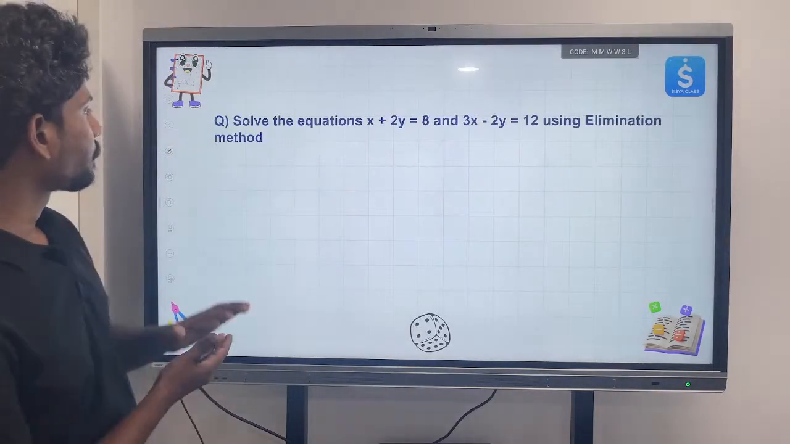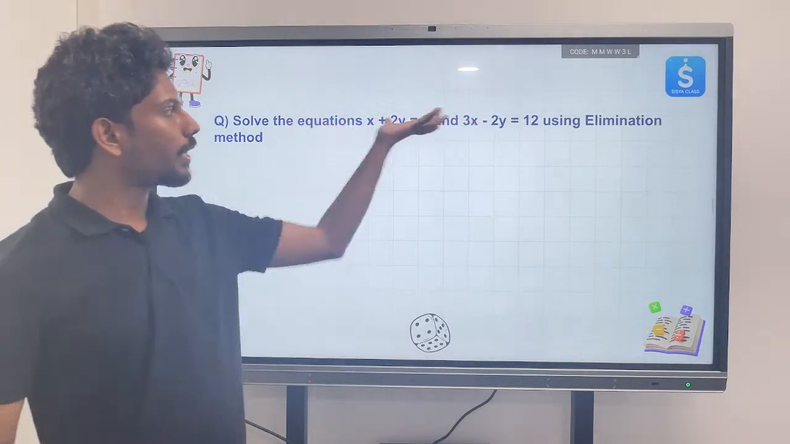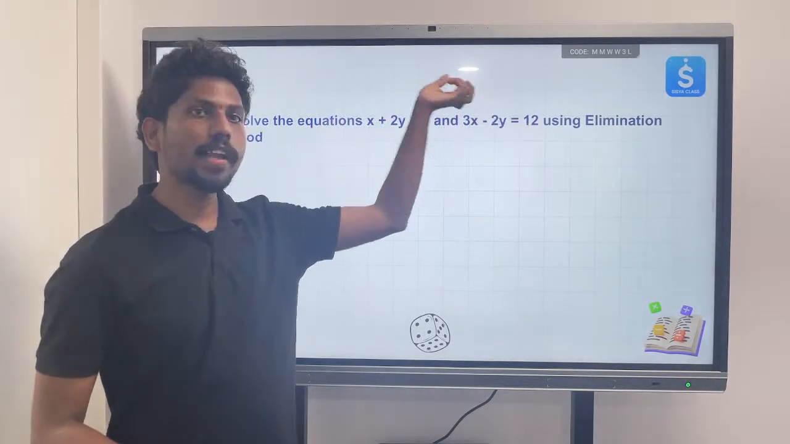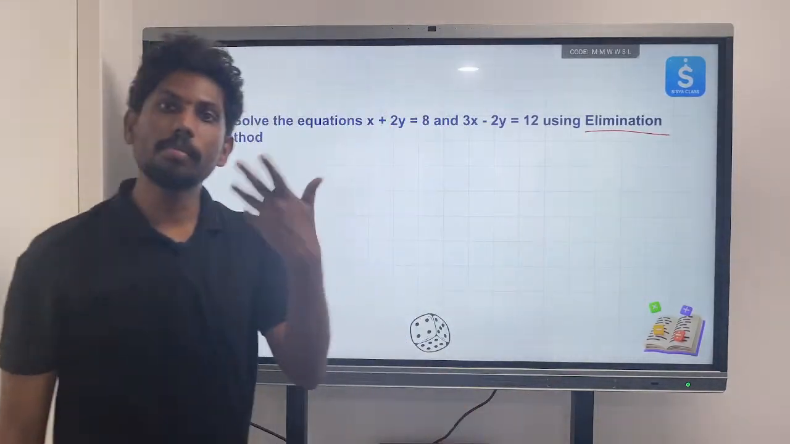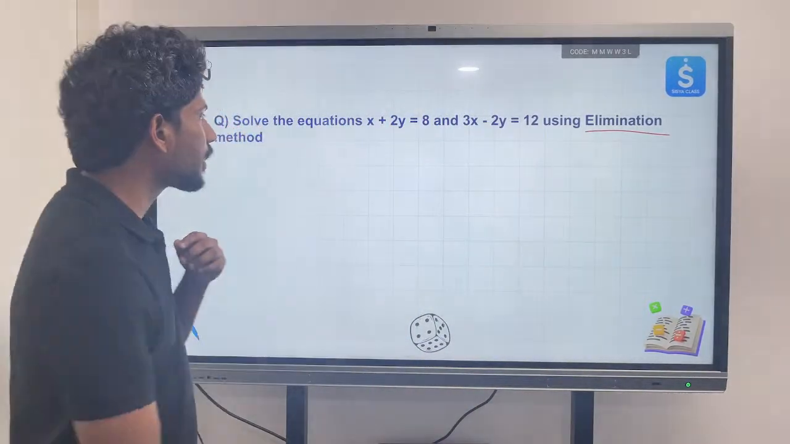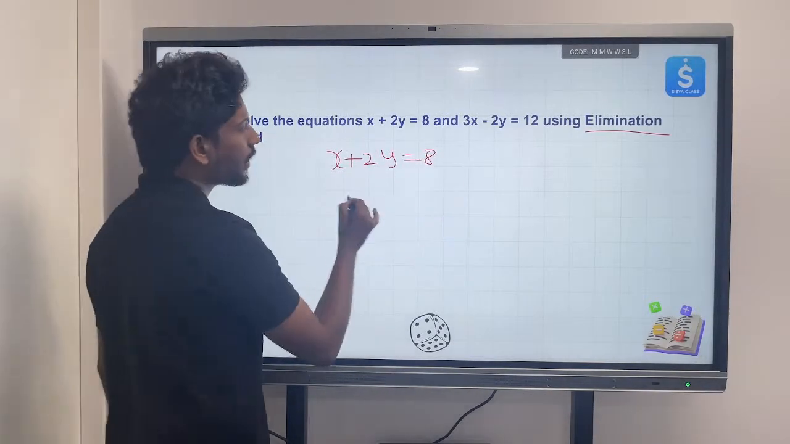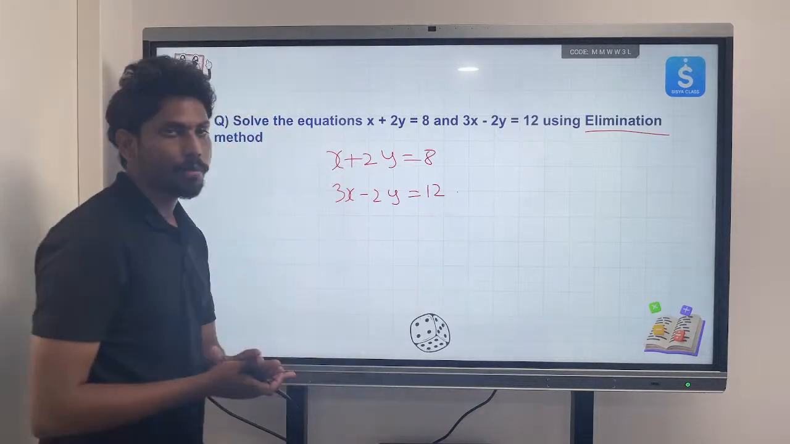Now let's see here. So let's try to understand. We have solved these two equations. If you remember, in the substitution method, we took the two equations and solved them using the substitution method. But now the question demands the elimination method. How do we solve by the elimination method? So we have 2x plus 2y equals 8, 3x minus 2y equals 12. Now everyone please listen very carefully.